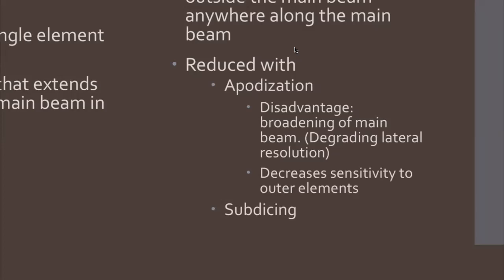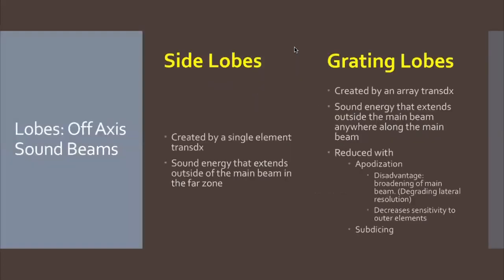So I want you to think of apodization as a good thing because it gets rid of grating lobes. That's why we're talking about it, right? However, with that reduction in grating lobes come two disadvantages. One, the beam is going to get a little bit wider, which is going to degrade lateral resolution. And number two, those outer elements, the ones that are given the smallest amount of electricity, are also going to lose some of their sensitivity. So they're going to have a decrease in sensitivity.